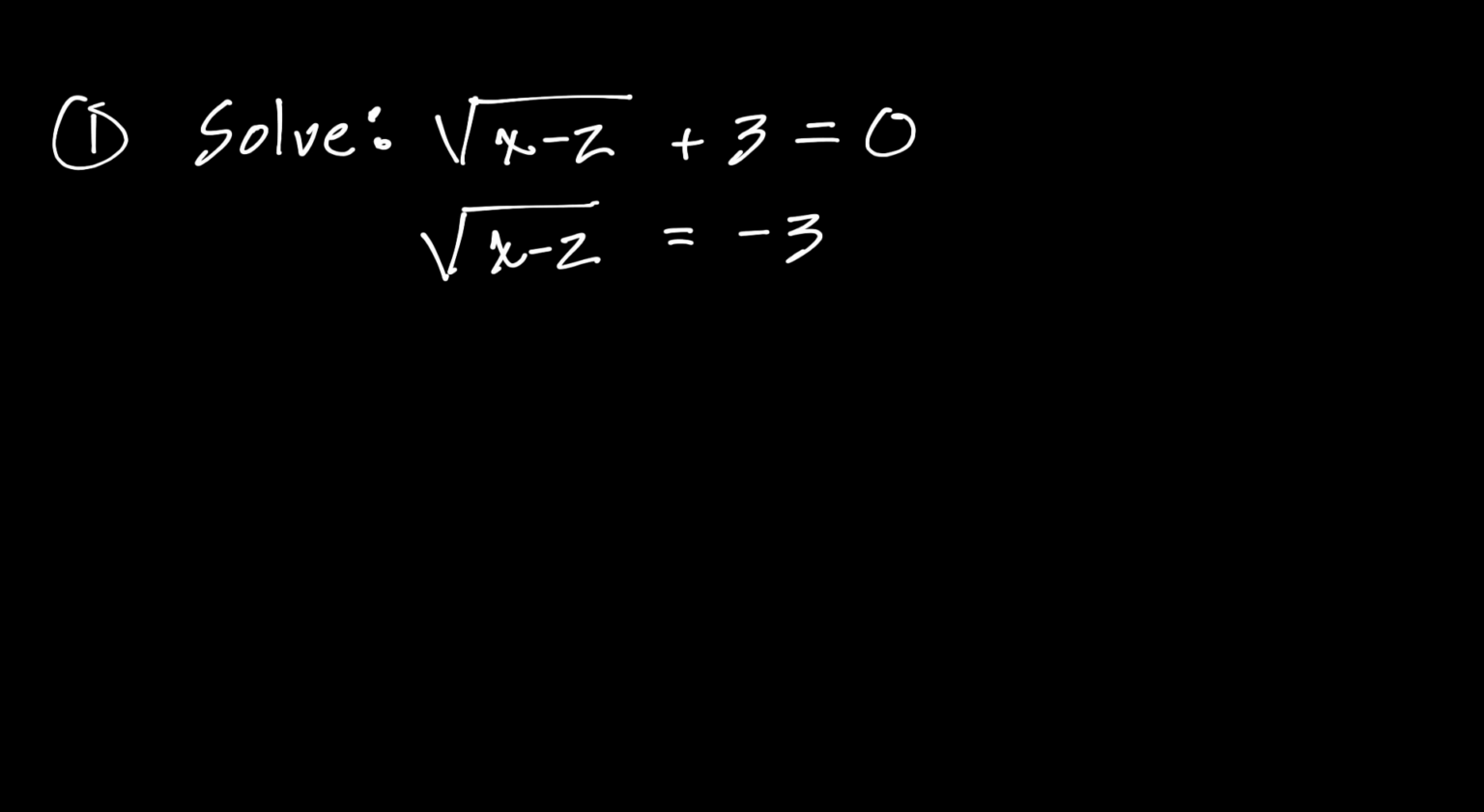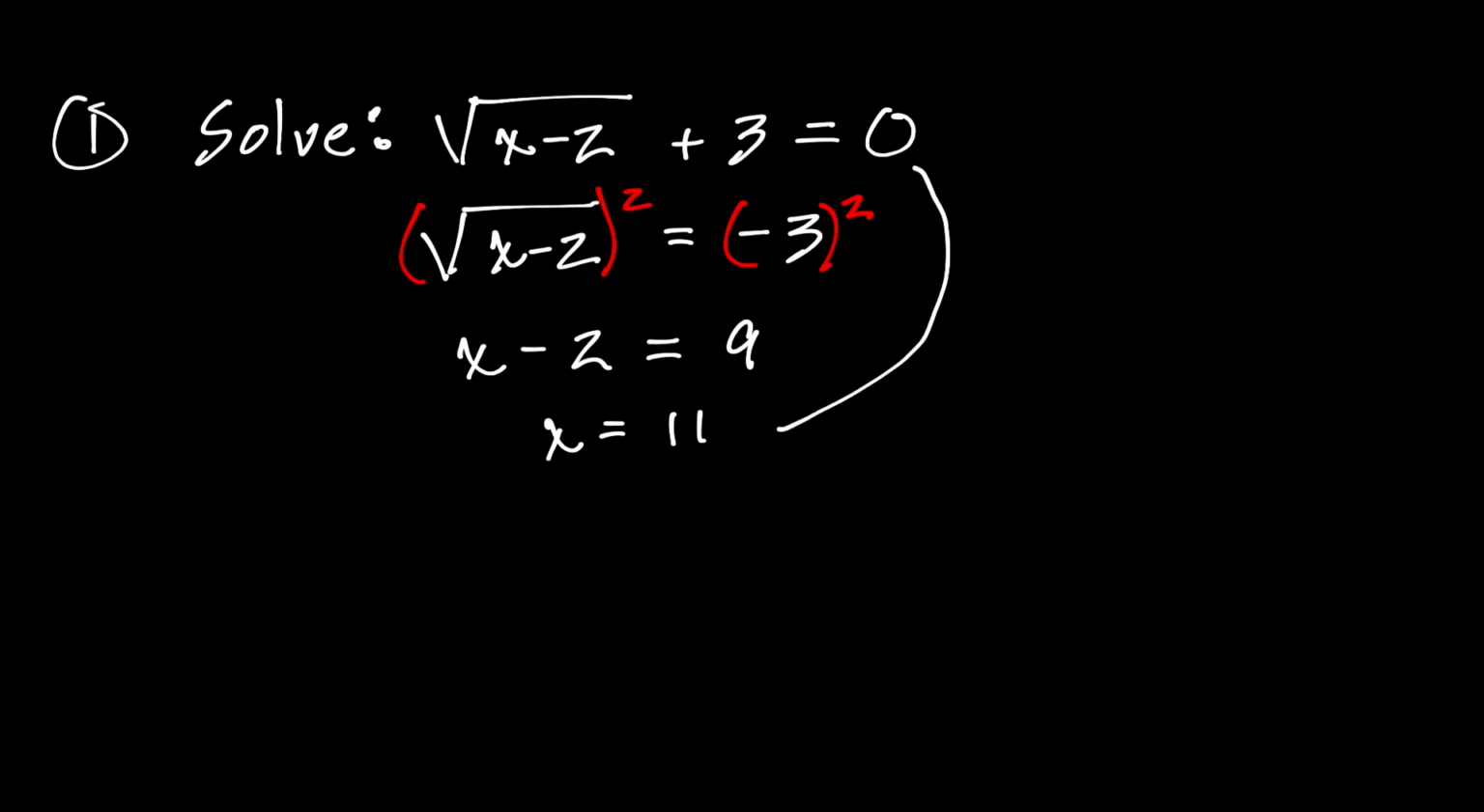So go ahead and square both sides. That gets rid of our radical on the left-hand side. And if you square the left-hand side, you also have to square the right-hand side. That leaves us with x minus 2 equals 9, because negative 3 times negative 3 is positive 9. So let's solve this for x. I add 2 on each side and end up with x equals 11. So it looks like it's a good solution.